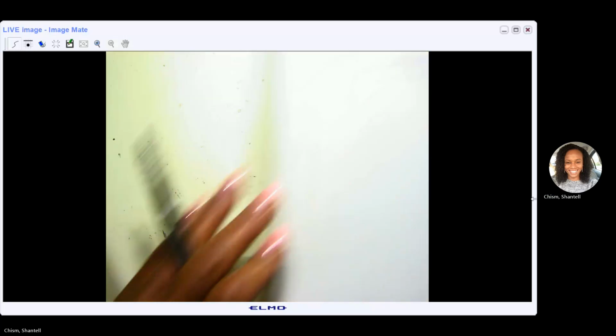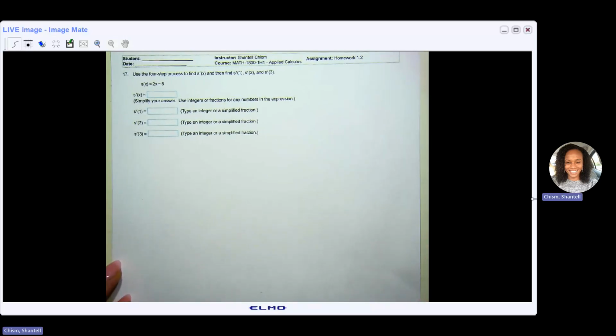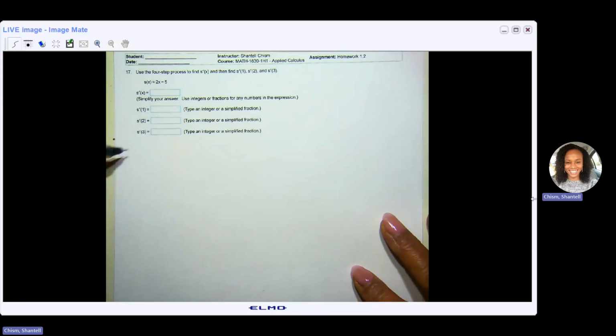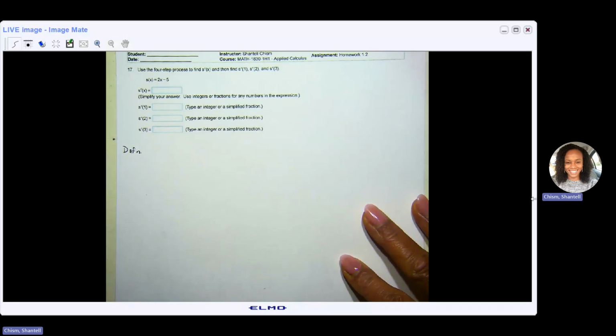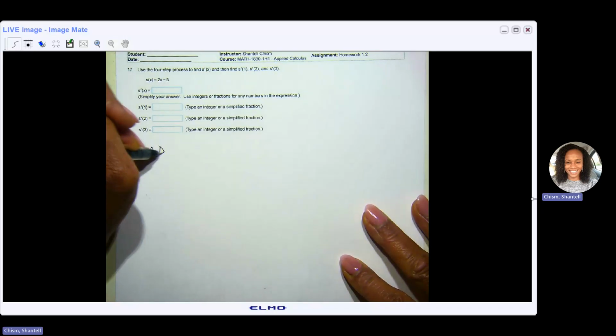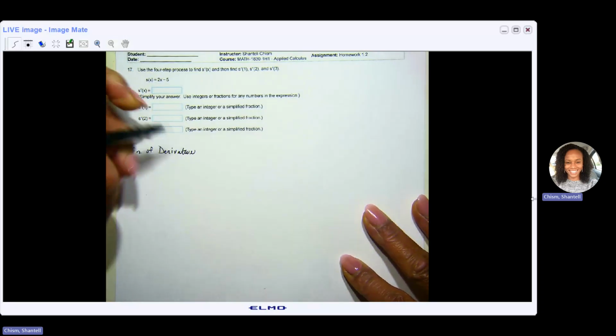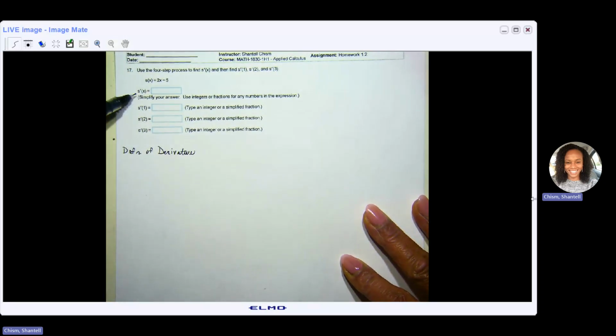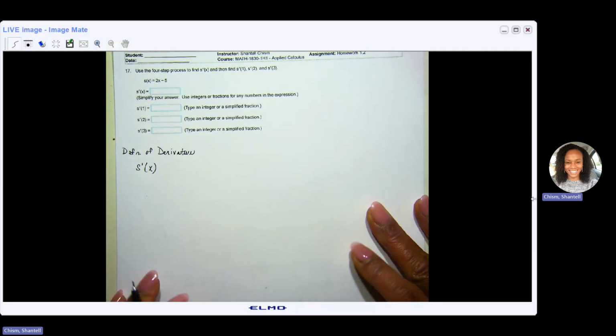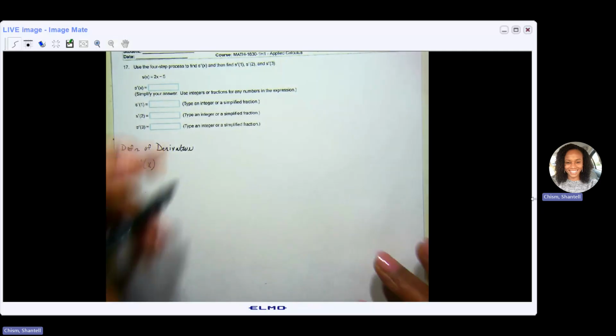Here we go. Okay, so here it says use the four-step process, which again is the definition of the derivative using the limit. So I'm going to put that down, definition of derivative. That's what that four-step process is talking about. And we're calling our function s of x. So to get the derivative, we're calling it s prime. So I'm going to call it that when I actually write it out in the definition format.